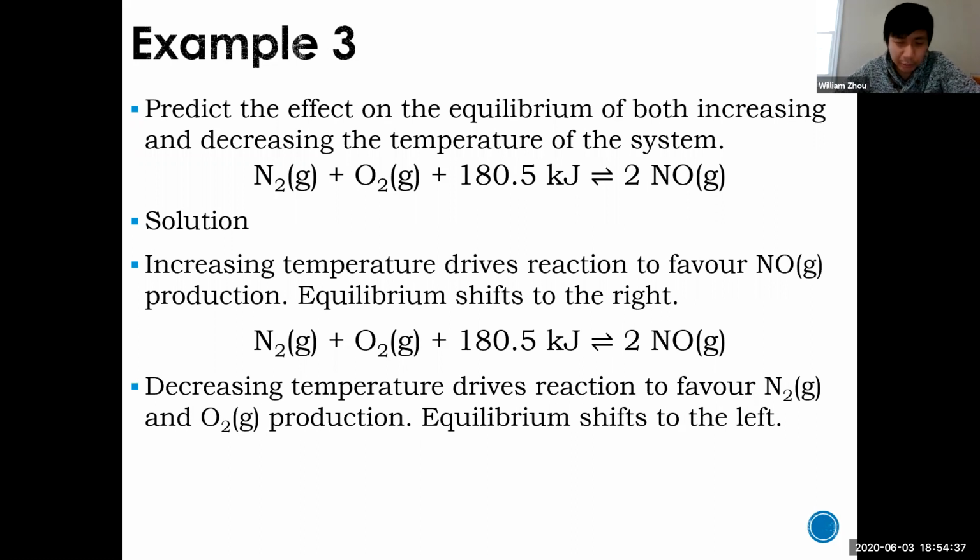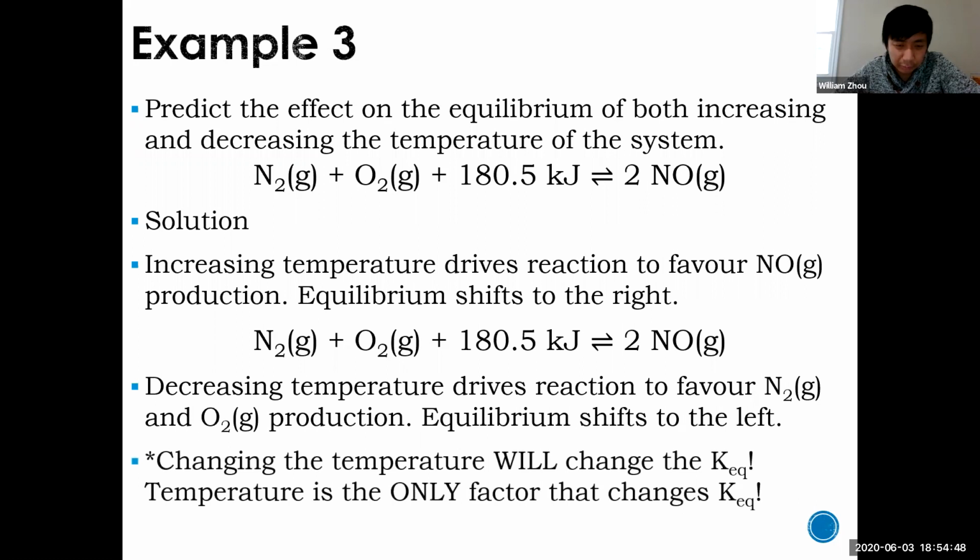You need to be able to determine what happens to the equilibrium if I change the temperature. Well, I have to give you whether the reaction is endothermic or exothermic in order to do that. Here, in asterisks, is something that people tend to forget. If you change the temperature, you're going to change the value of the KEQ. In fact, temperature is the only factor that can change the KEQ. You can change the concentration all you want, the KEQ will always be the same. But if you change the temperature, you will get a new KEQ.